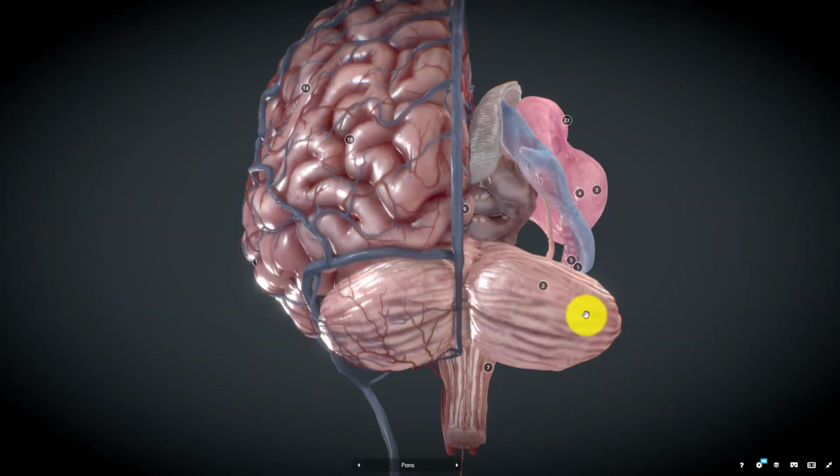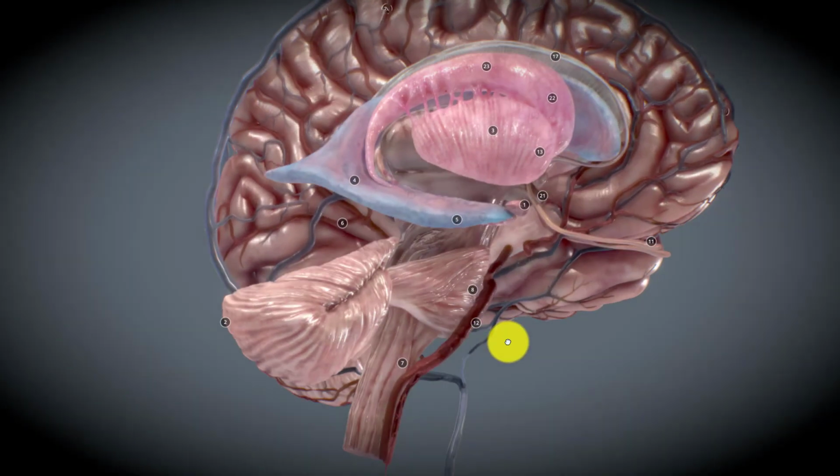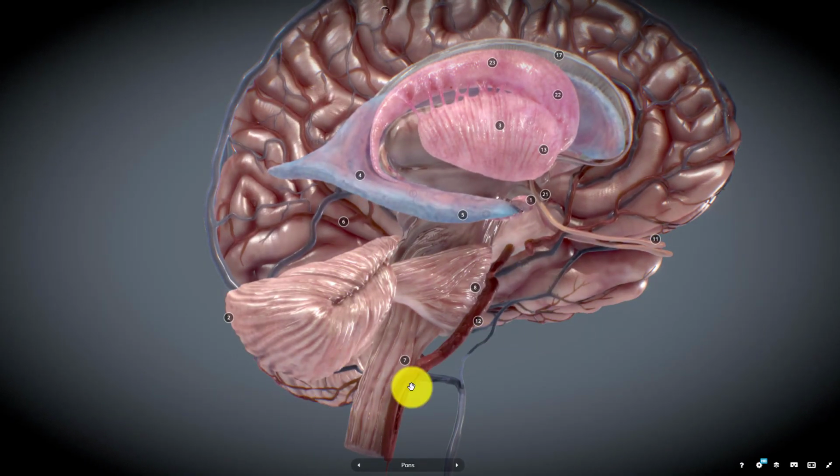So a lot of responses going here in the hindbrain. Okay, so that's some of the major components of the hindbrain.